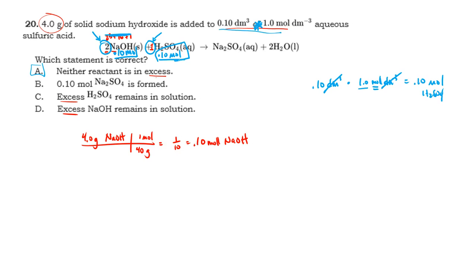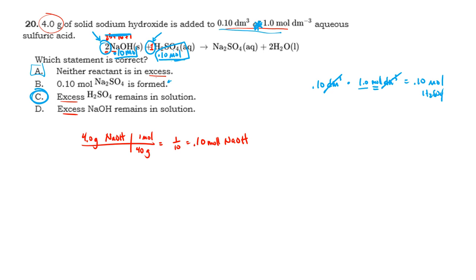For me to use up all 0.1 moles of sulfuric acid, I would need at least twice as much, 0.2 moles, of sodium hydroxide. I don't have that. So in my 2-to-1 ratio, if I have 0.1 moles and 0.1 moles, I'm going to run out of sodium hydroxide first. I'm going to have sulfuric acid left over. That's going to be my answer.